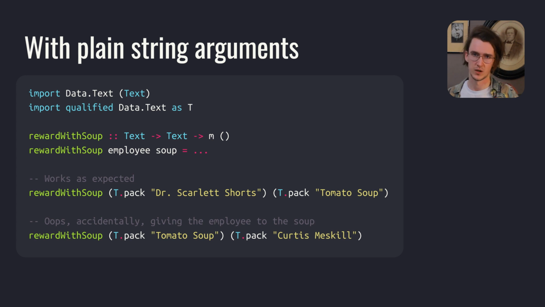With plain string arguments, it's quite easy to mix the types up. If we have some function rewardWithSoup, which accepts employee name and soup as Text, we can either use parameters in the correct way or mix them up. In one case, it works as expected. In the other case, we get a silly bug where we give the employee to the soup, but no compiler errors.